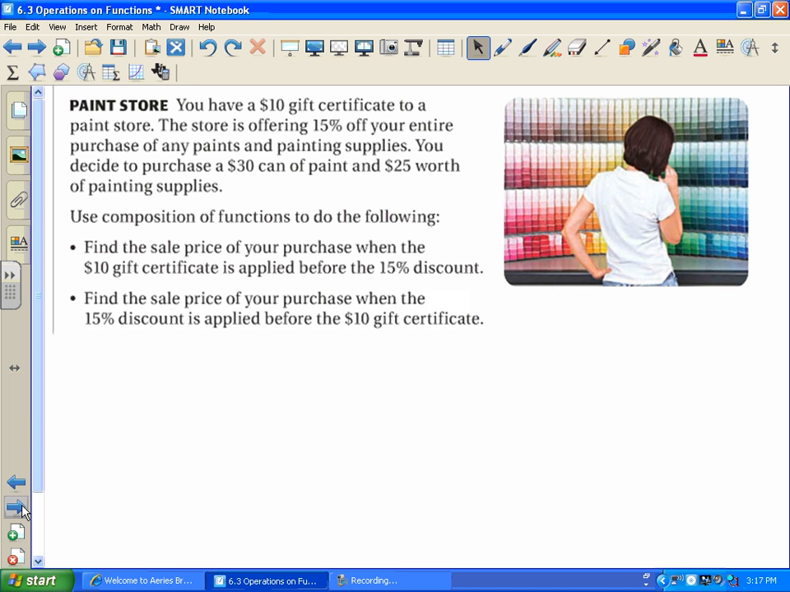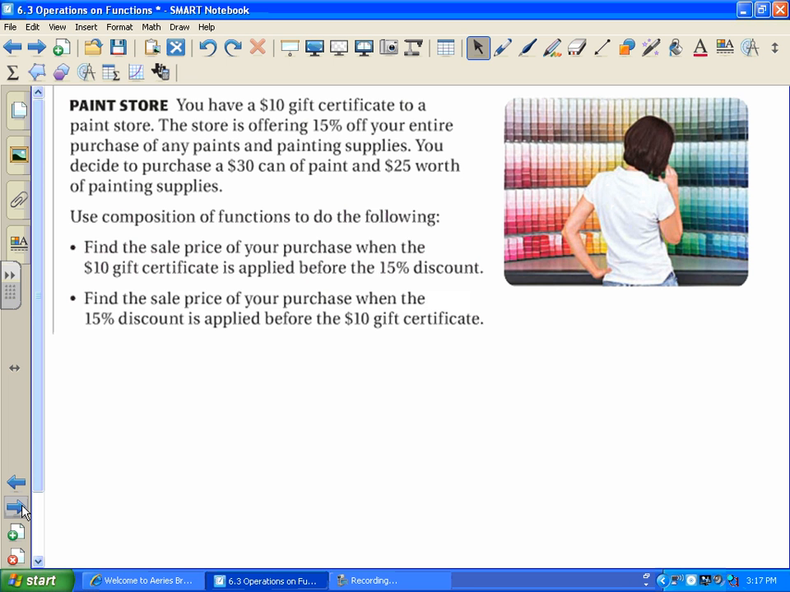Problem says, use composition of functions to do the following. It's asking us to do two things. Find the sale price of your purchase when the $10 gift certificate is applied before the 15% discount, and then find the sale price of your purchase when the 15% discount is applied before the $10 gift certificate. As I read that through, many of you guys probably said, well, aren't they doing the same thing? And the answer is no, they're not.